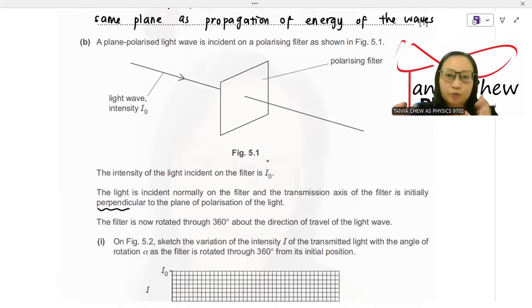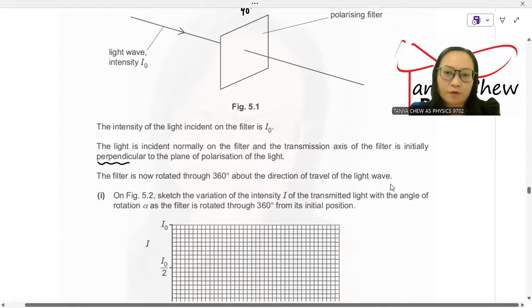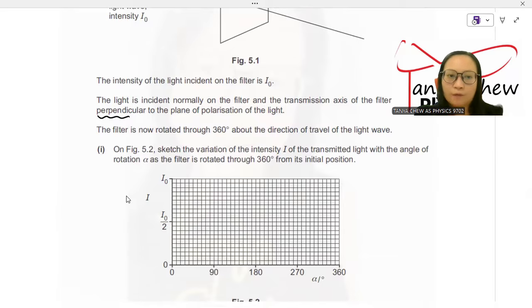So the filter now is rotated, initially at 90 degrees. You start at 90 degrees, and then you rotate 360 about the direction of travel of the light wave. On Fig 5.2, sketch the variation of the intensity I of the transmitted light with the angle of rotation alpha, right, as the filter is rotated through 360 degrees from its initial position. So initial position is already 90 degrees.